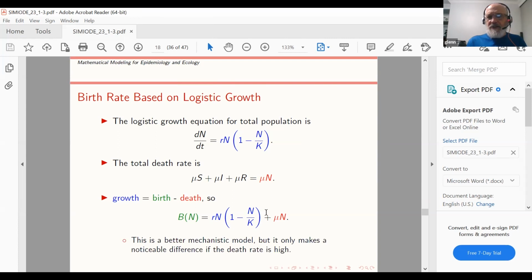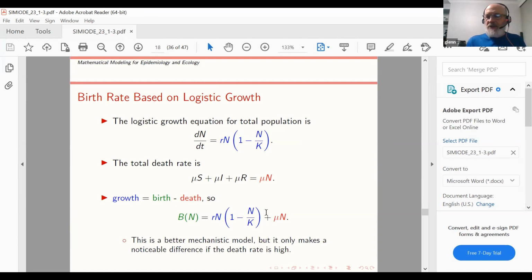This is a better mechanistic model, but as in other model modifications, it turns out it only makes a noticeable difference if the death rate is high. So under most circumstances, we're justified in using the constant birth rate model that most people use.